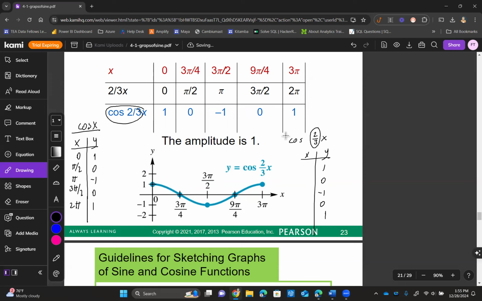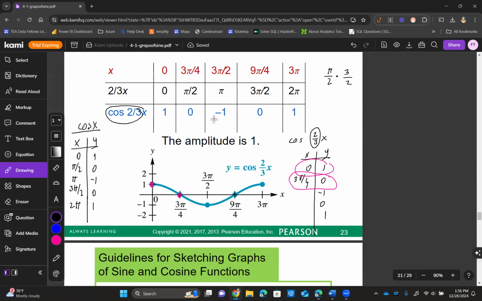So when you divide 0 by 2 over 3, you still get 0. That doesn't change anything. But when you divide pi over 2 by 2 over 3, dividing by 2 over 3 is the same thing as multiplying by 3 over 2. So that gets me 3 pi over 4. Therefore, on the graph, 3 pi over 4 is going to match with 0, and 0 matches with 1. So this is 0, 1, and 3 pi over 4 goes to a 0.